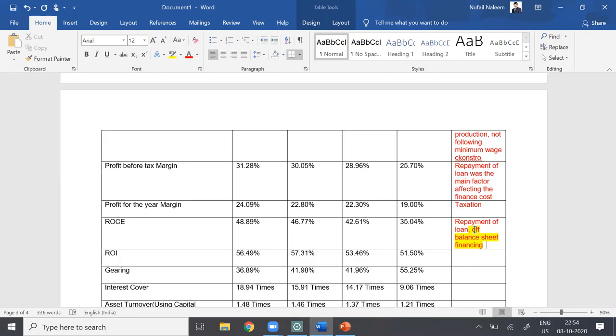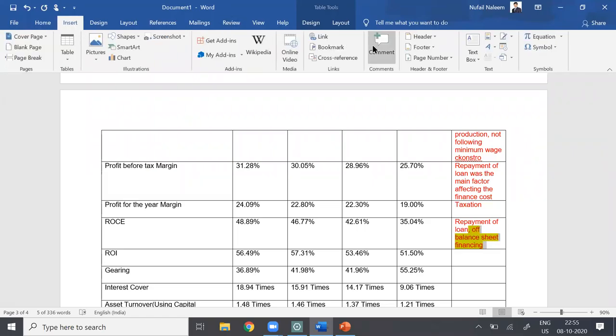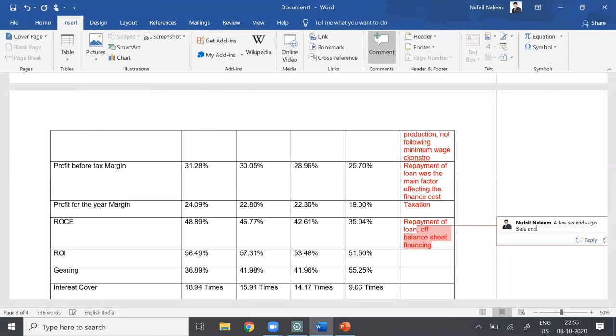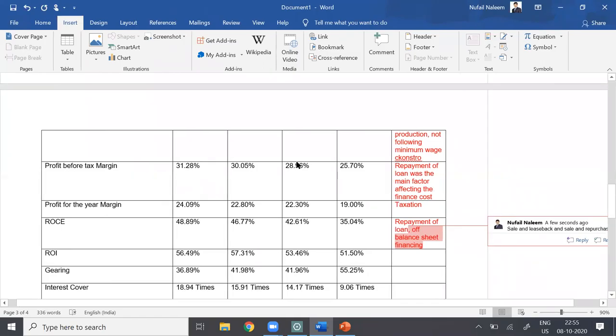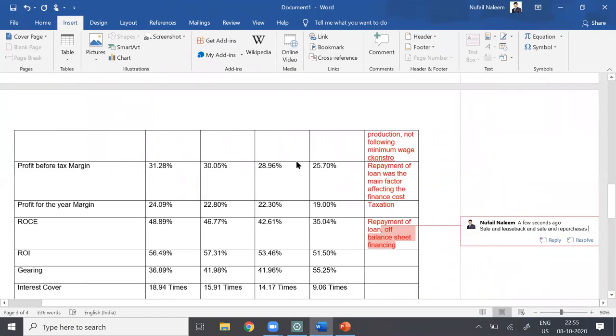Yes. So here, I generally feel they are doing some off-balance sheet financing, like sale and lease back, sale and repurchase. Have you heard those things, students? Correct. Sale and lease back. So can I write it down here, students? Sale and lease back, and sale and repurchase. So this is generally known as off-balance sheet financing. So I am doubting there is some off-balance sheet financing because our company's gearing ratio is extremely high, yes or no? If you observe the Constro, not our company, Constro, yes or no?